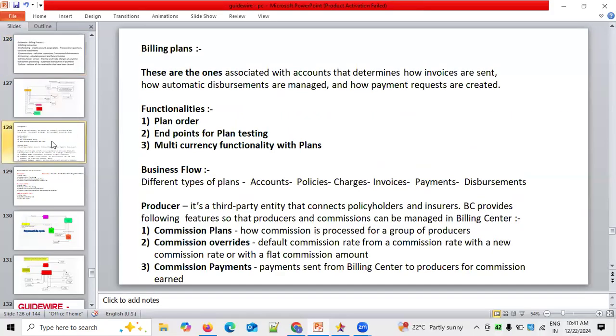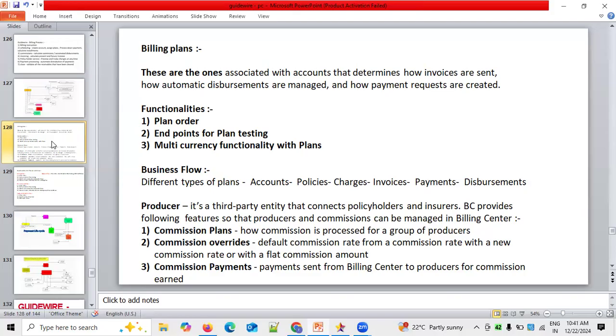Today, I am talking about the billing plans. As far as Guidewire billing is concerned, billing plans. First of all, we must know what billing plans are all about, right? These are the ones majorly associated with the accounts, normally to determine how the invoices are sent to the customer. At the same time, how automatic disbursements are managed and how the payment requests are created. Everything comes under the billing plans.